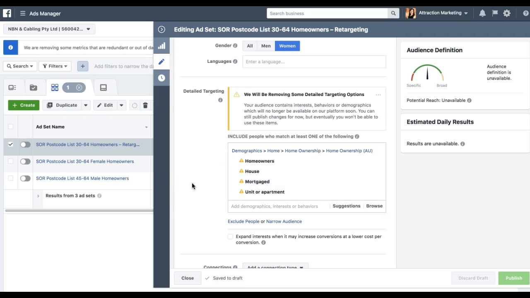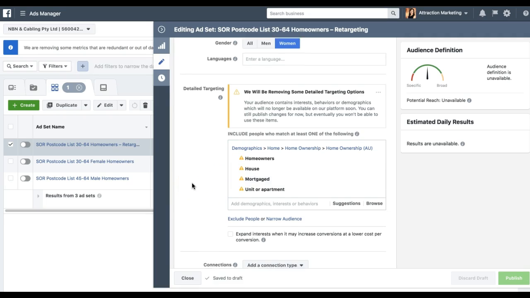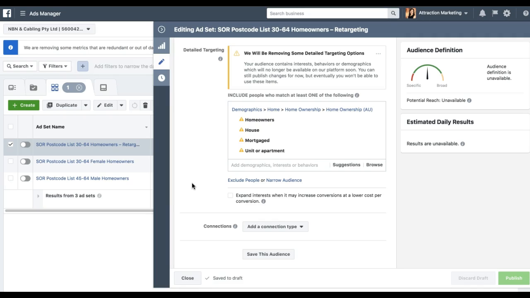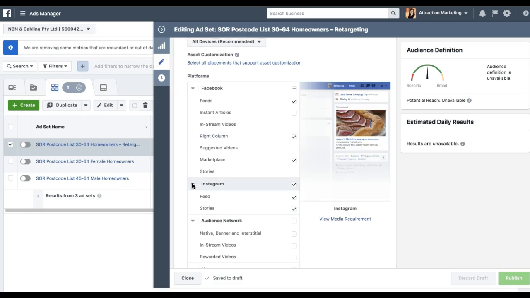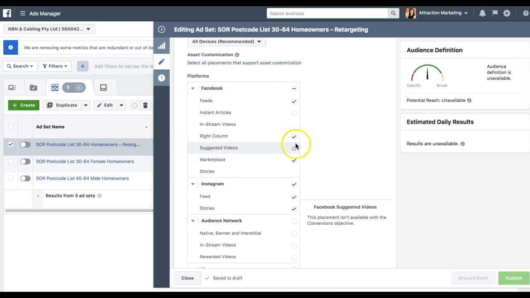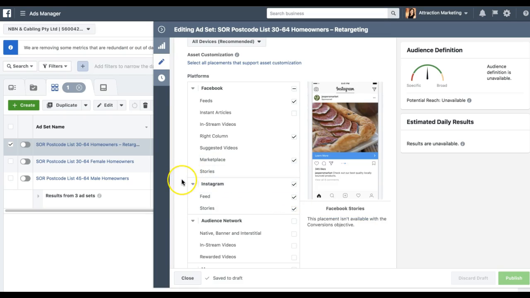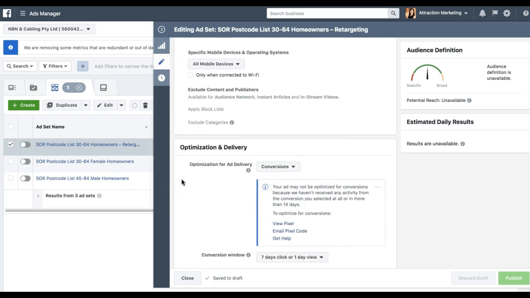So you're really not probably going to be targeting many people, which is going to drive up the cost per acquisition of your ads. You don't want to be running right column in the same thing as a feeds. You don't want to be running Instagram in the same ad set either. They should be split out.